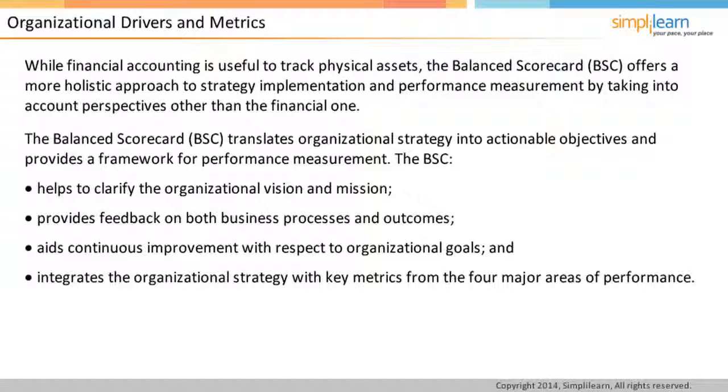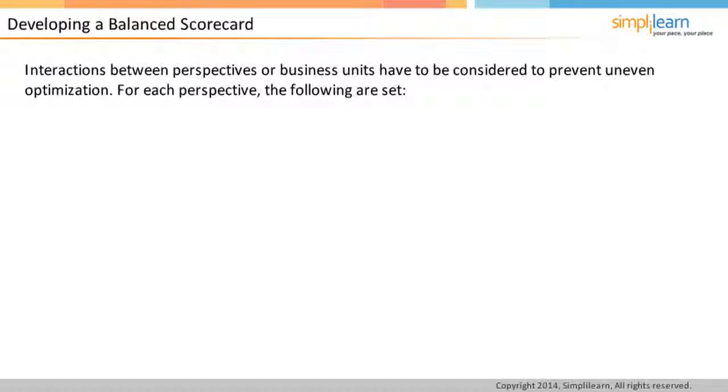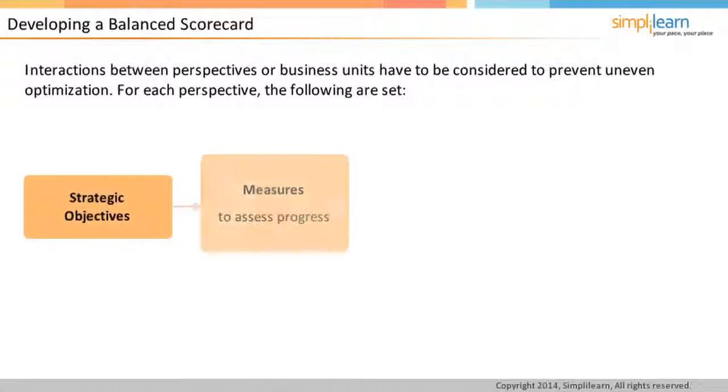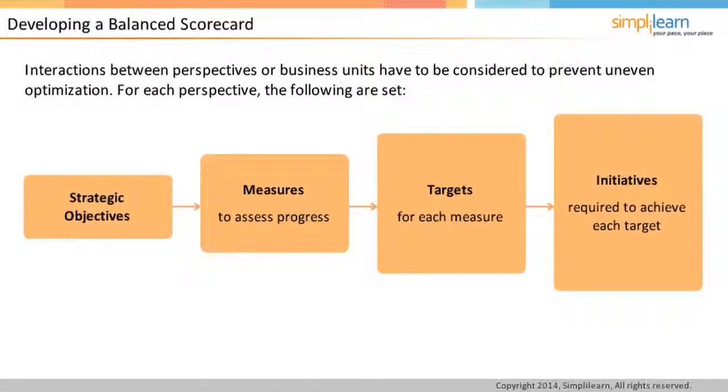We will learn about developing a balanced scorecard in this screen. While applying the balanced scorecard in an organization, care must be taken to account for interactions between different perspectives or strategic business units and avoid optimizing the results of one at the expense of another. To outline the strategy, a top-down approach is followed by determining the strategic objectives, measures, targets, and initiatives for each perspective. The strategic objectives refer to the strategy to be achieved in that perspective. 3 or 4 leading objectives are agreed upon.